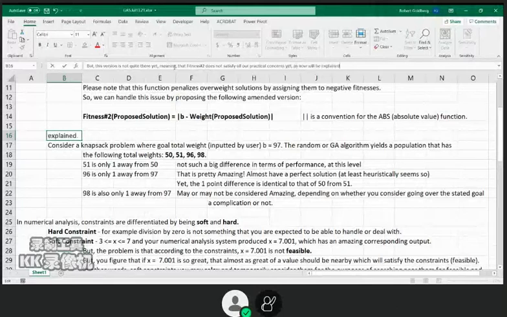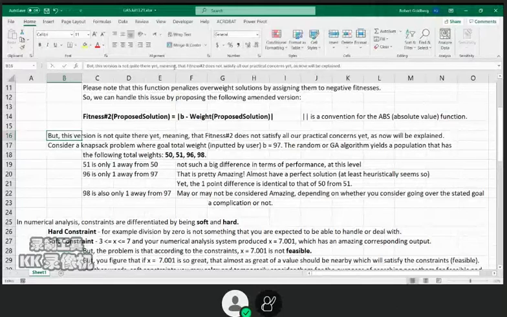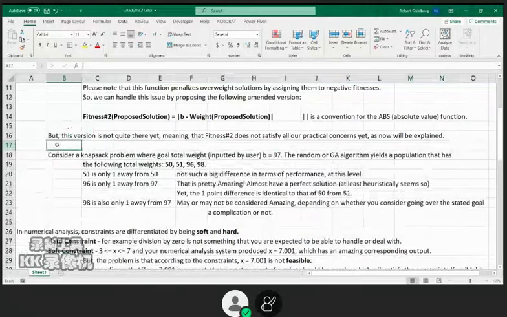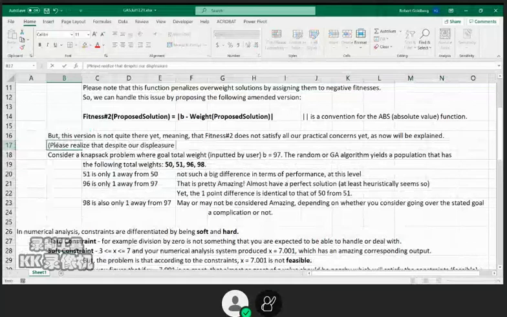Now, again, just to emphasize, and it's very important you realize this, let me put it in here. Please realize that despite our displeasure, despite our concerns, fitness number 2 and number 1 are valid fitness functions.